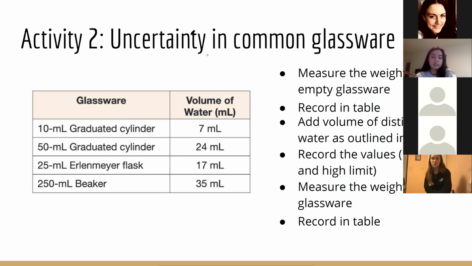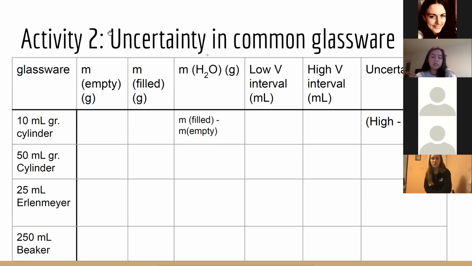All right, this is what that should look like. You should have a table that looks somewhat like this. What's the mass of it empty? What's the mass of it filled? What's the mass of the water? What do you think is the smallest volume it could be? What's the highest volume it could be? That gives you some amount of uncertainty. And then we'll figure out what the volumes are based on the mass.